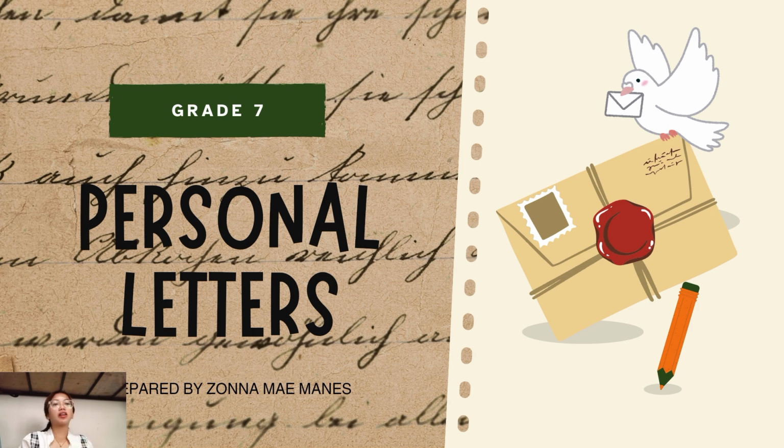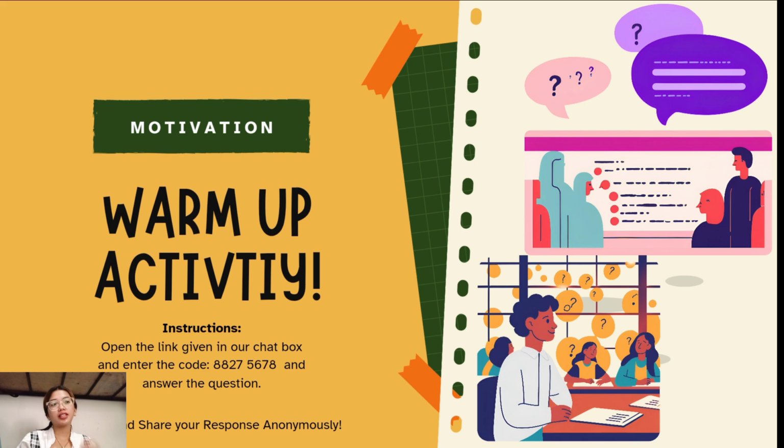Now, let's start with a warm-up activity to get us thinking about letters, right? Open the Mentimeter link and enter the code 88275678 and answer the question. You can share your response to this question: When was the last time you wrote a letter and to whom? Take a moment to reflect and share your answers anonymously. Let's see what memories and stories we have.